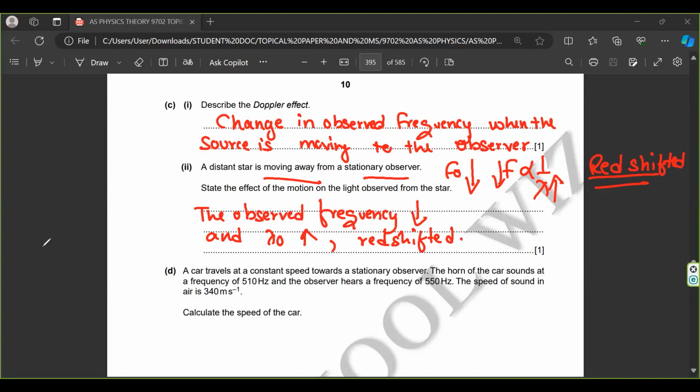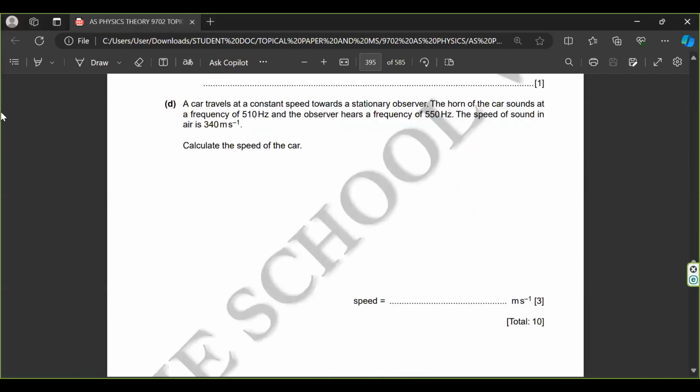Let's move to the next question. This question says that a car travels at a constant speed towards a stationary observer. The horn of the car sounds at a certain frequency, the frequency of the sound source, and that is held constant. The observer hears a frequency of 550 hertz. The speed of the sound is 340 meter per second in this case. And they said that the observer in this case is stationary.